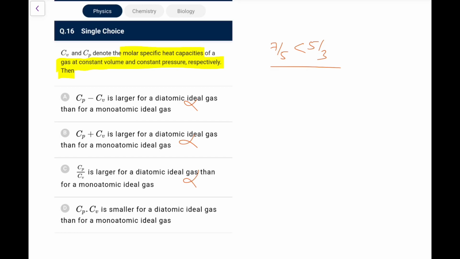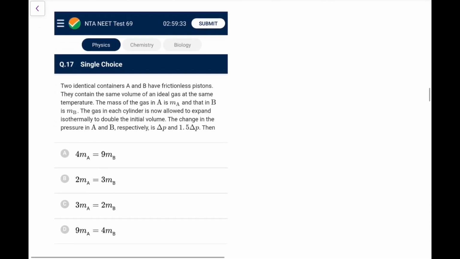Okay, this is CP plus CV. I read it wrong. CP plus CV is larger for diatomic gas. Yes, because CV is larger, CP is larger. So B would be right now, so no need to go for the others. I initially read it as CP minus CV. So CP plus CV is greater for a diatomic gas. So B is right. Next one.